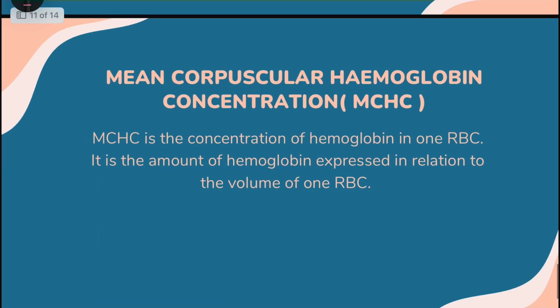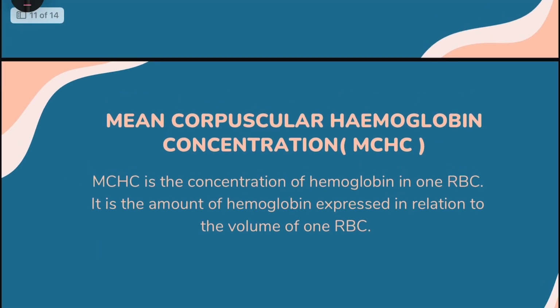Next comes the mean corpuscular hemoglobin concentration, MCHC. Now it is very important because it helps us to diagnose anemia clinically and in a very precise manner. So MCHC, or the mean corpuscular hemoglobin concentration, is the concentration of hemoglobin in one RBC. It is the amount of hemoglobin expressed in relation to the volume of one RBC.